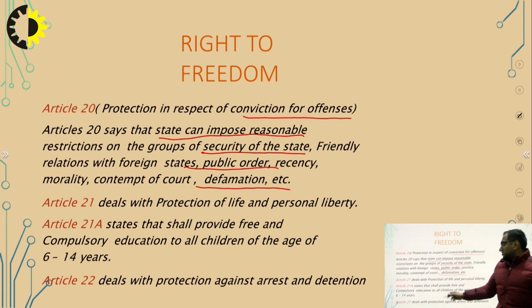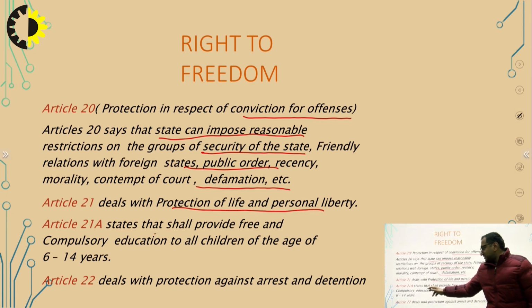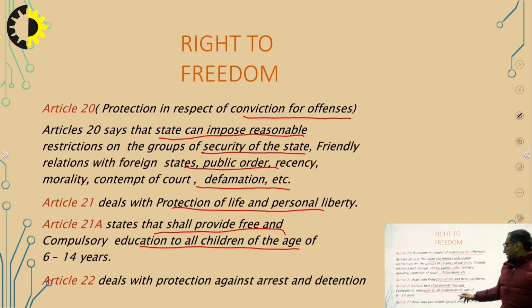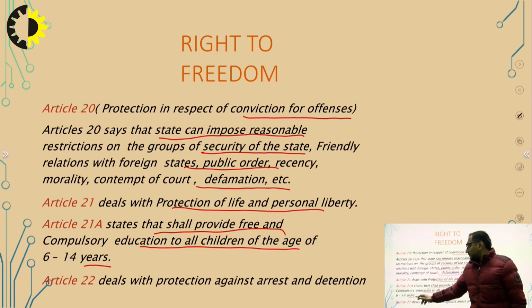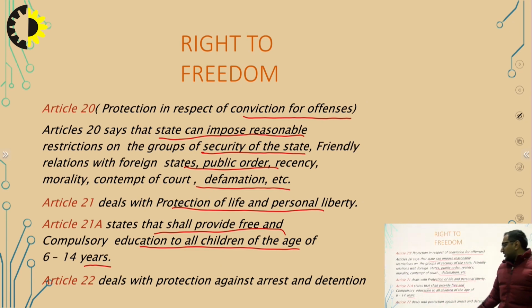Now, Article 21 deals with the protection of life and personal liberty. Article 21A says that the state shall provide free and compulsory education to all children at the age of 6 to 14 years. So there is a right in our constitution that gives free education to all students who are at the age of 14. Now, Article 22 deals with the protection against arrest and detention.